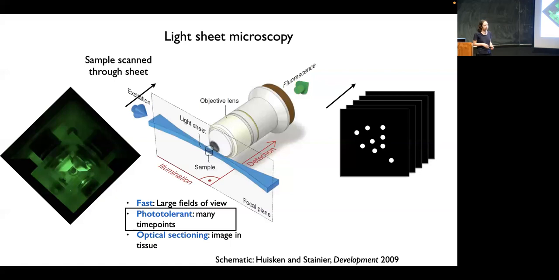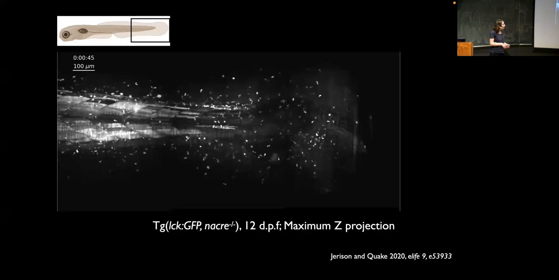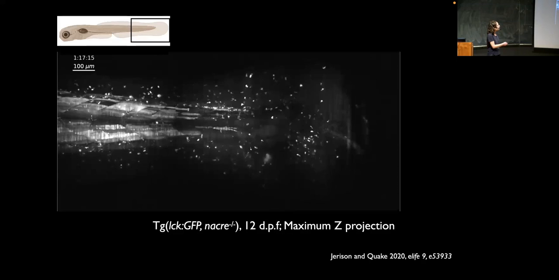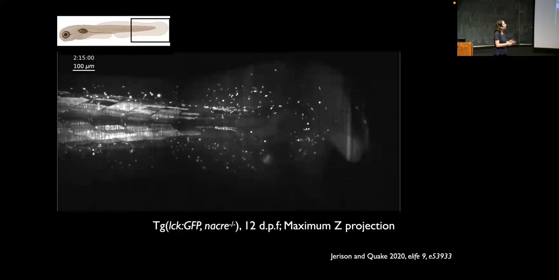So for example, we can observe what these T cells are doing inside the tail of that fish. We're looking here at a relatively large portion of the tail of the zebrafish, and each of these little white guys is a T cell. This movie is much sped up, so this is 2.5 hours of real time. This is actually a completely uninflamed state. These cells just normally explore throughout the tissue.